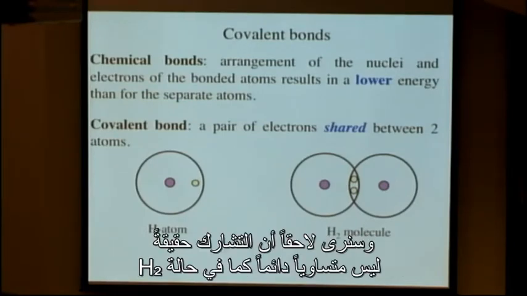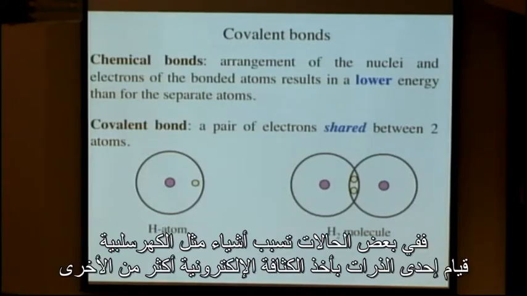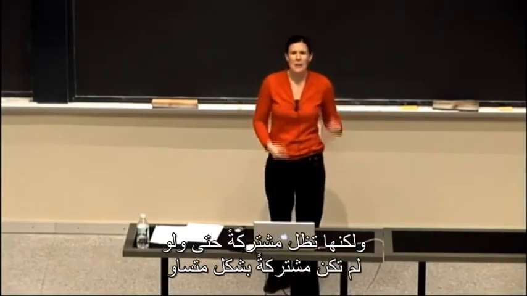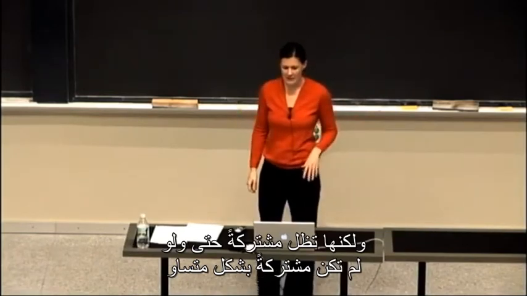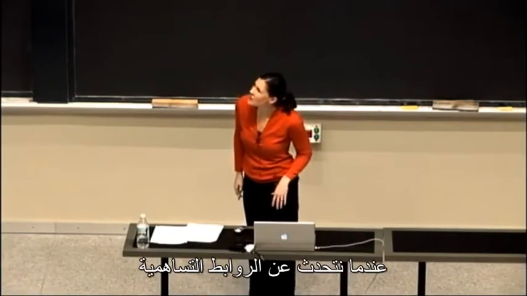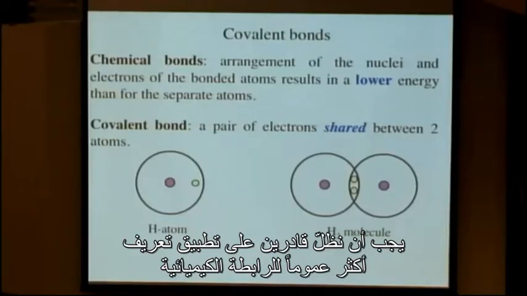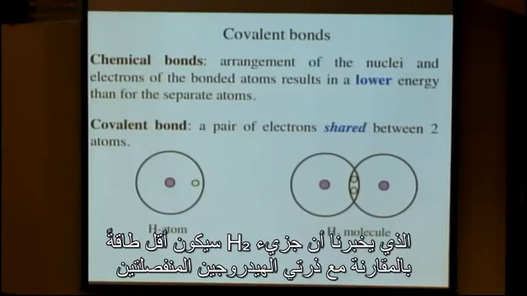And what we'll see later is that this sharing is not always equal. In the case of H2, it is completely equal sharing. In some cases, because of things like electronegativity, one atom will take away more of the electron density than the other atom, but they're still shared even if they're not always evenly shared. So in talking about covalent bonds, we should still be able to apply our more general definition of a chemical bond, which should tell us that the H2 molecule is going to be lower in energy than two separate hydrogen atoms.